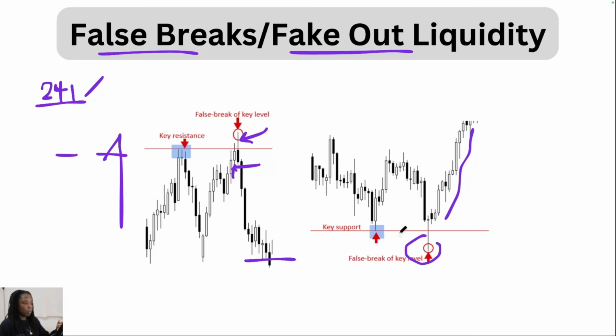So if you're a buyer at support and you see something like this, it should show you that buyers are very strong. And if that reversal happens, it's going to be sharp and it's going to be strong and you're going to catch a very big move to the upside. As you can see here, we broke the downtrend, changed character, and then pushed higher.